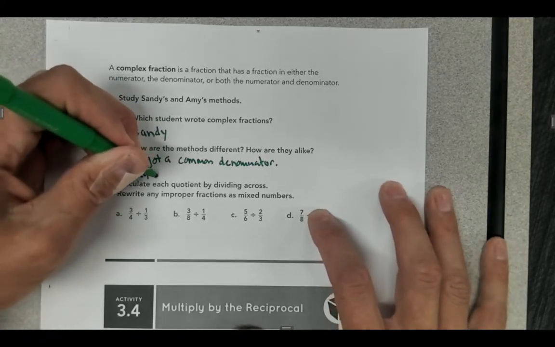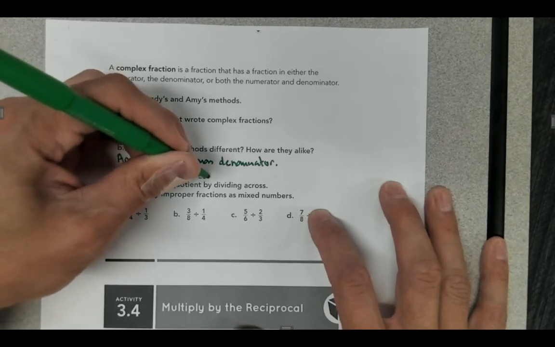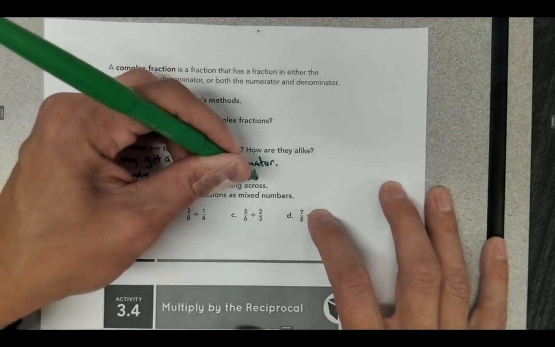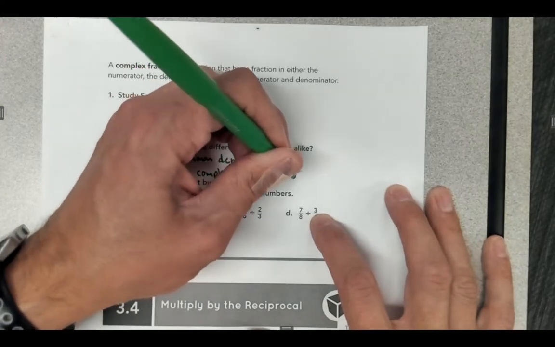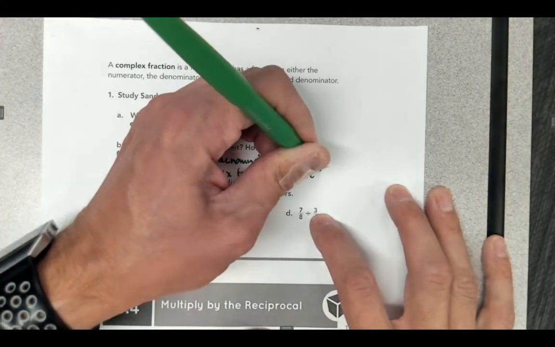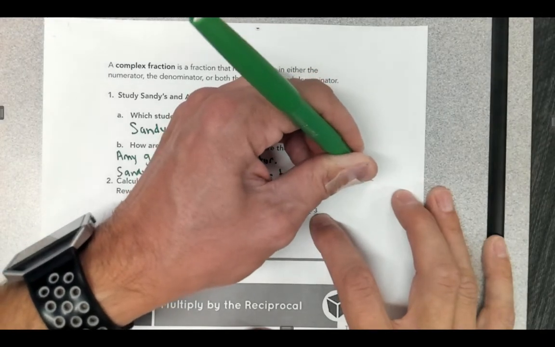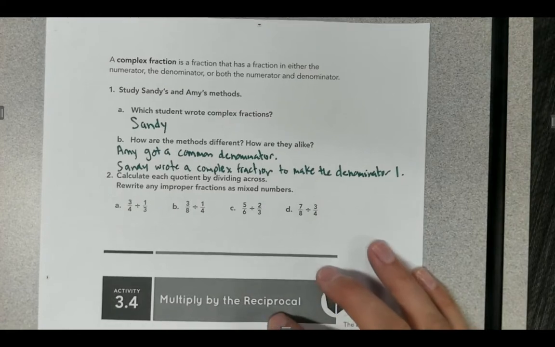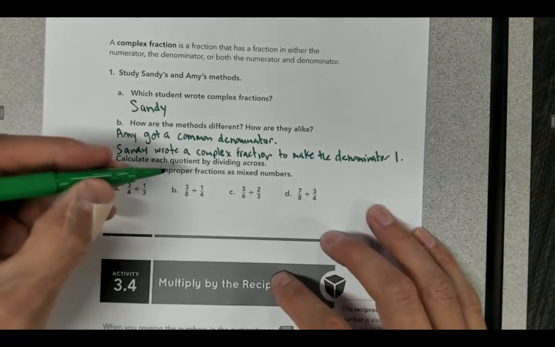She wrote a complex fraction and used the reciprocal to make the denominator 1. Okay. Calculate each quotient by dividing across. Write any improper fractions as mixed numbers.